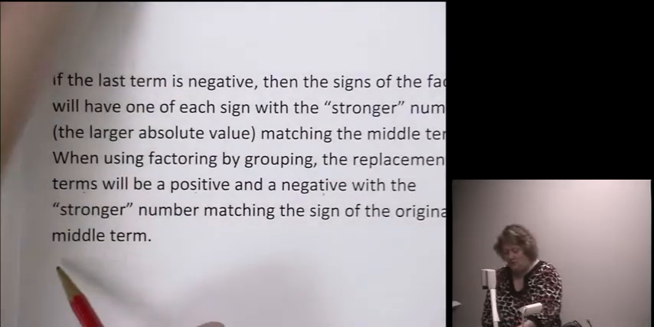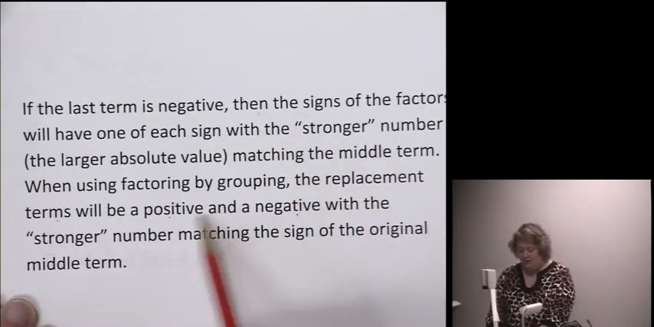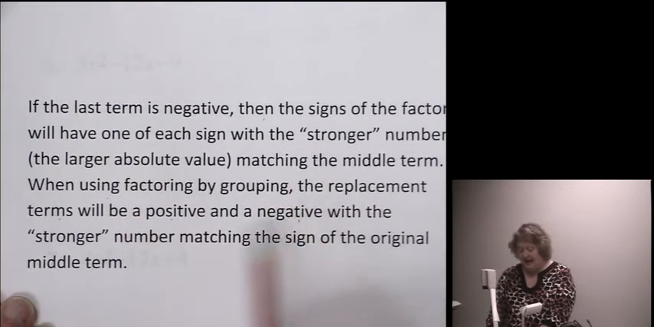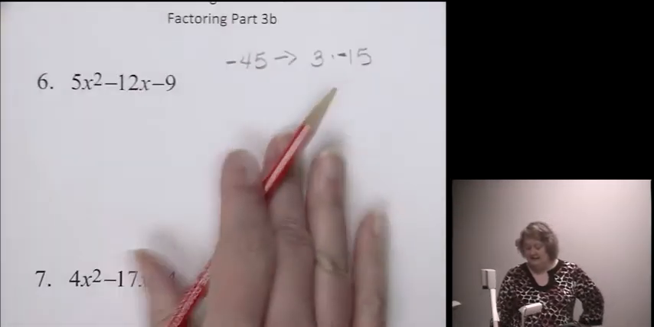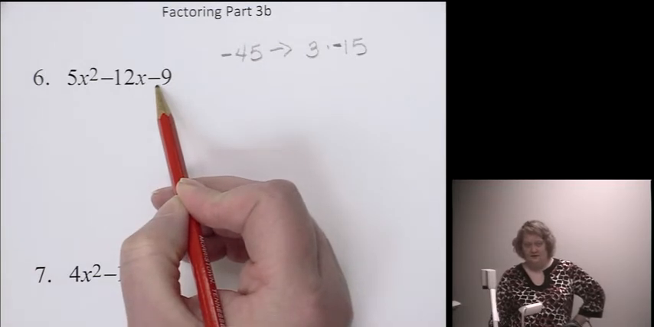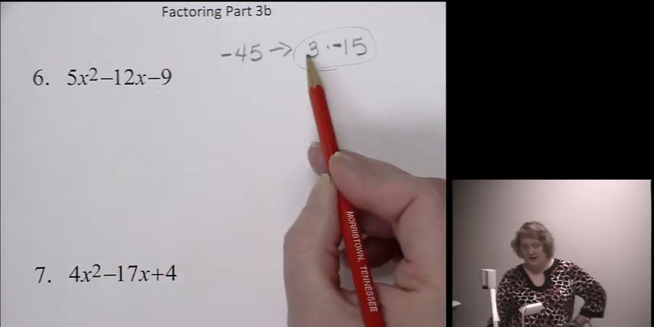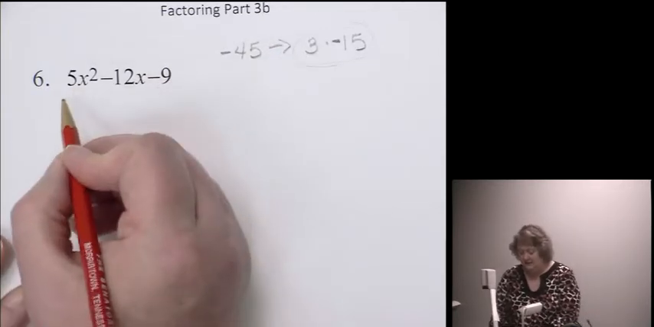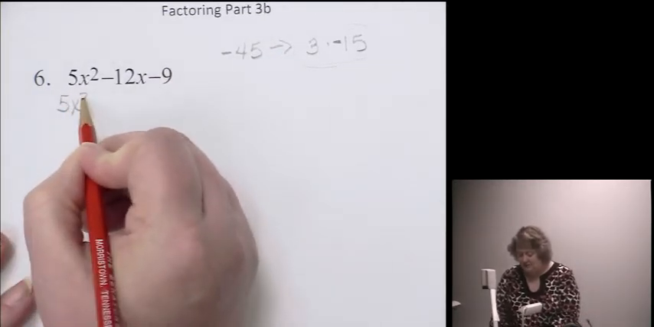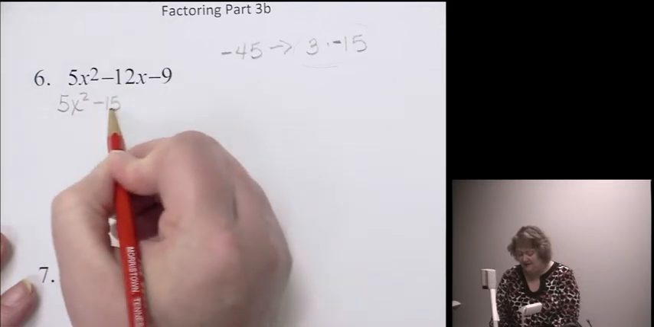Okay? So, when that last term is negative, we're going to subtract our values, and we'll have one sign of each, with the stronger one matching the middle term. You might want to pause and write that down. Rewind and listen to it again. But basically, if this term's negative, these replacement terms are going to have a positive and a negative, and the larger of these will match the middle term. And if you remember from part A, I said to remember to put the negative first because it just makes your factoring easy.